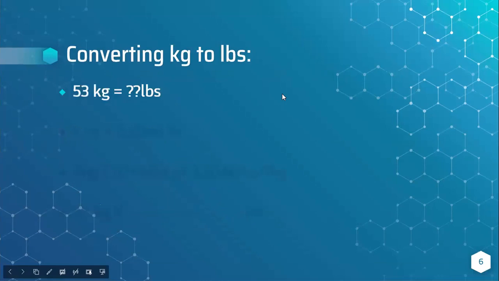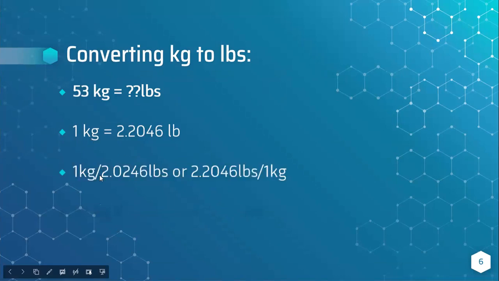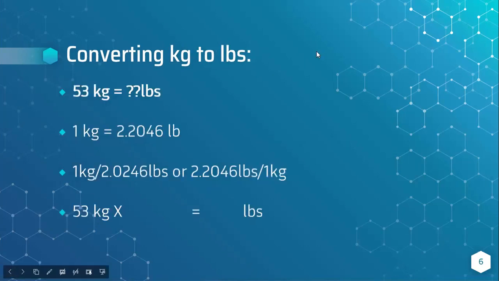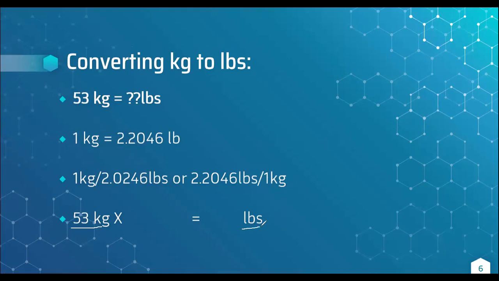So converting kilograms to pounds. Again, we had 53 kilograms. We want to know how many pounds. We have 1 kilo is equal to 2.2046 pounds. So again, we can set this up as 1 kilo divided by 2.2046 pounds, or 2.2046 pounds per 1 kilo. So again, we want to set it up that we're starting with 53 kilos and we need to get to pounds. Okay, so we're going to multiply by a conversion factor.